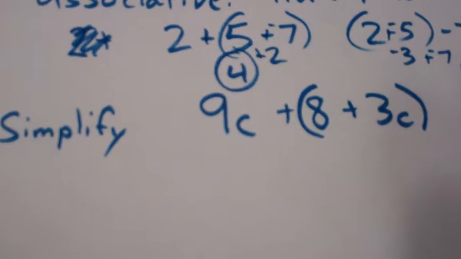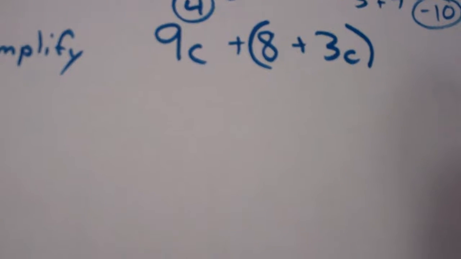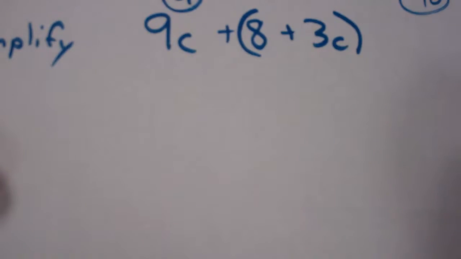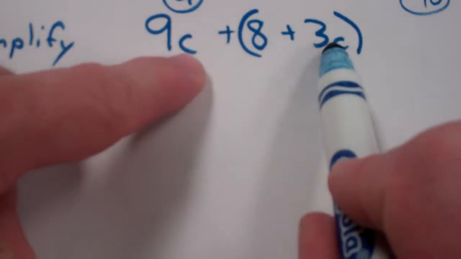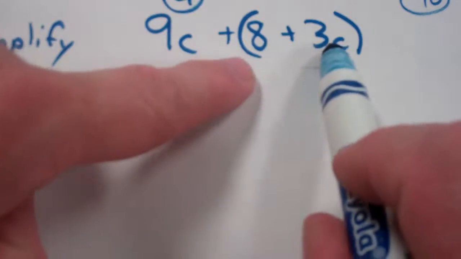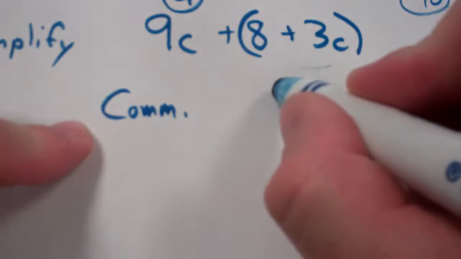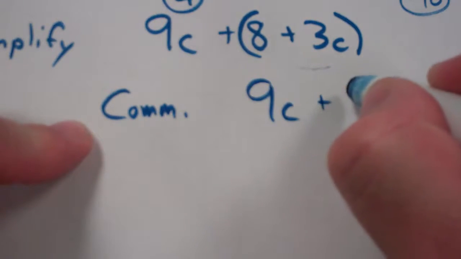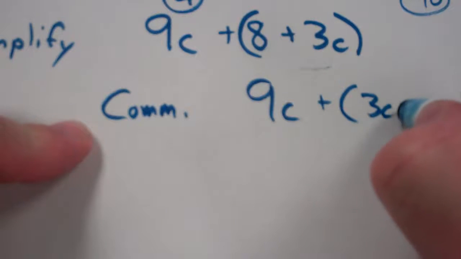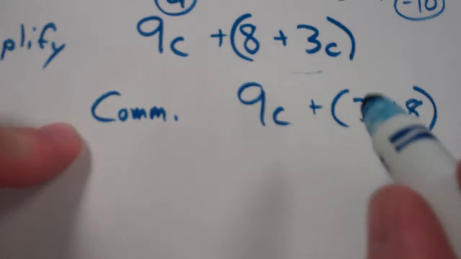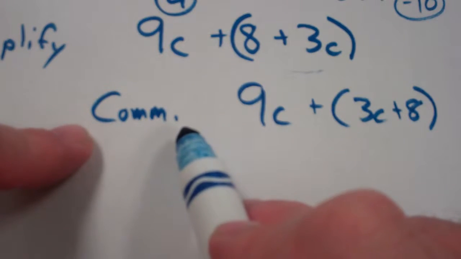All right, next one, simplify. We need to justify each step. 9c plus 8 plus 3c. All right, well, I might want to get these together. Couldn't I switch the order of these, called the commutative property? So the commutative property states that I could leave the 9c there, and I could switch the 3c and the plus 8. Haven't changed the problem. It will still be the same according to the commutative property.